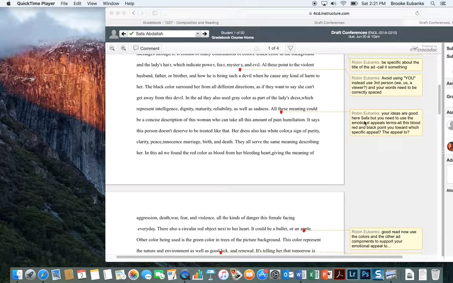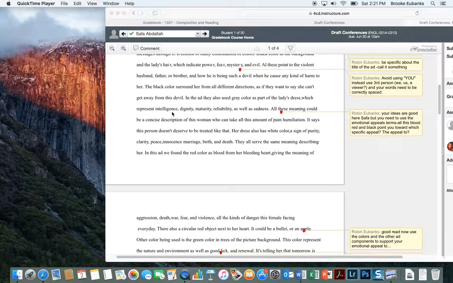There are two things going on here. Number one, there's some good color analysis, but the color analysis is supposed to lead you towards talking about a specific appeal. So I've put here, all this blood red and black points us toward which appeal? Your answer is probably going to be the appeal to fear, because we fear for people in this kind of domestic abuse situation. The other issue with color is that on the chart they've given you a variety of meanings, both positive and negative. All of them can't fit your ad.